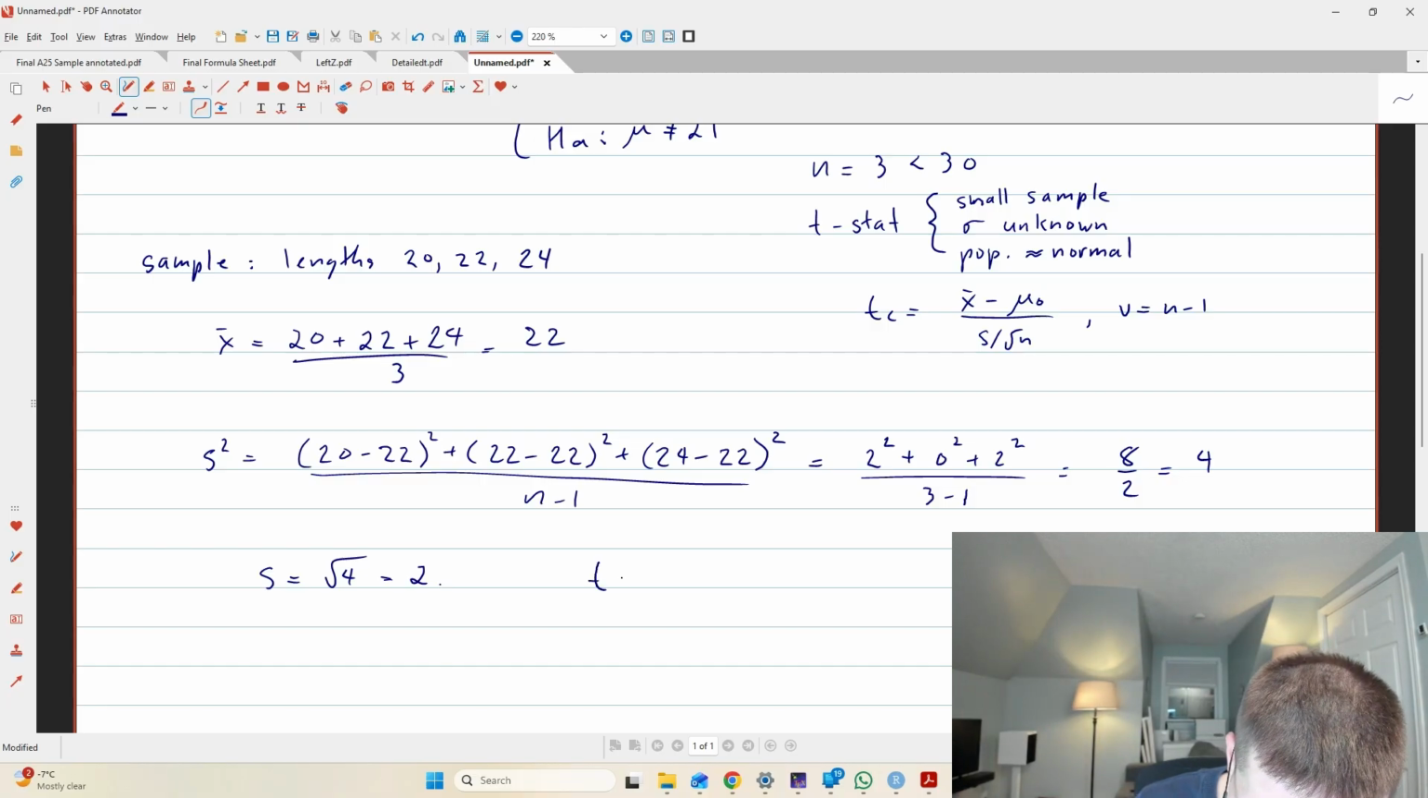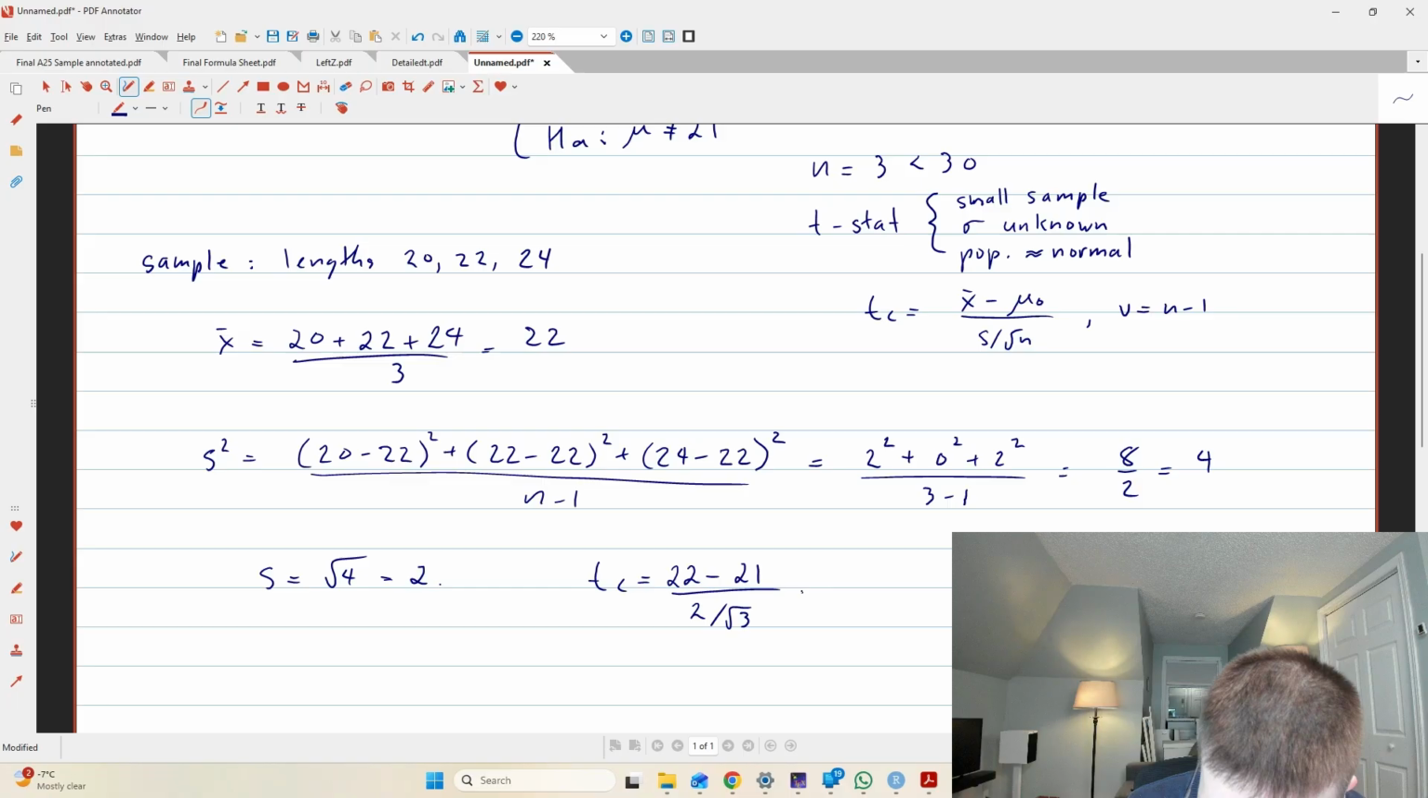So TC is x bar, which is 22, minus the hypothesized mean 21, all over 2 over root 3. That is going to be root 3 over 2, which is 0.866.